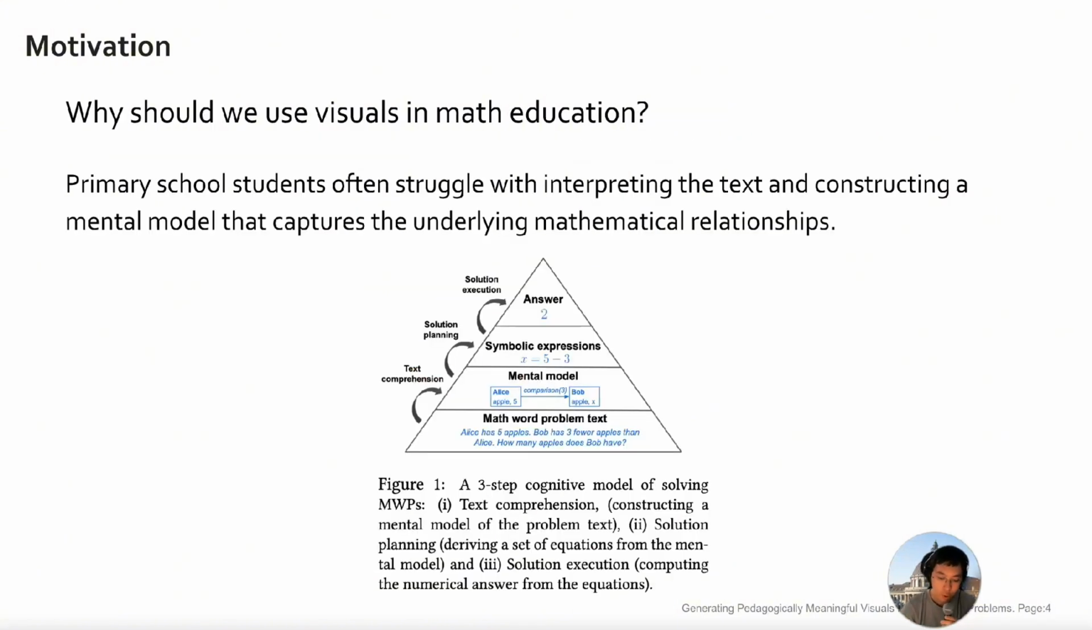People may wonder, why should we use visuals in math education? As shown in this 3-step cognitive model, solving math problems involves text comprehension, solution planning, and execution. Primary school students often struggle with understanding the problem text and constructing a mental model that captures the underlying mathematical relationships.